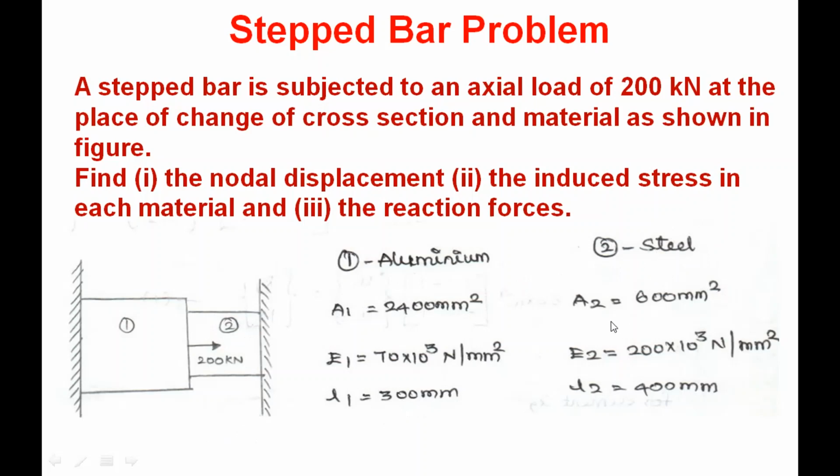So all are given in millimeter, so we can use as it is. And coming to the second section, it is made of steel and the area of cross section is 600 mm square, and Young's modulus is 200 into 10 power 3 Newton per mm square, and the length of this section 2 is 400 mm. So there are two materials present in this stepped bar, and also there is a change in geometry, that is the cross section is also varying.